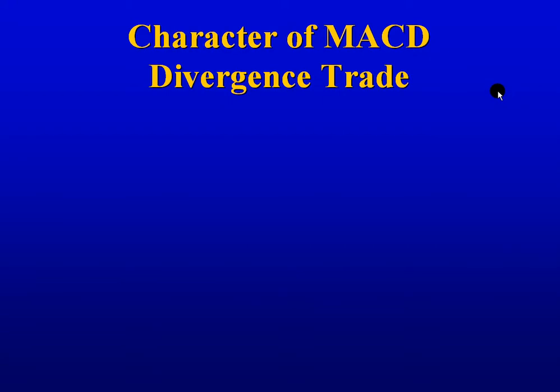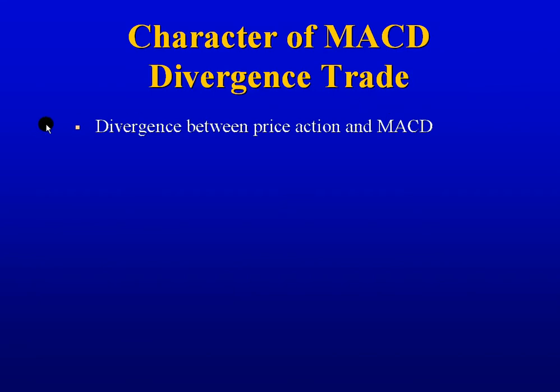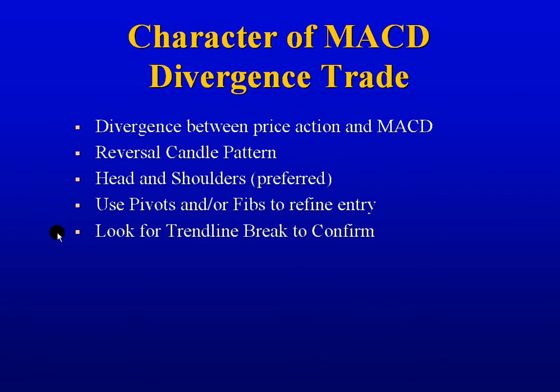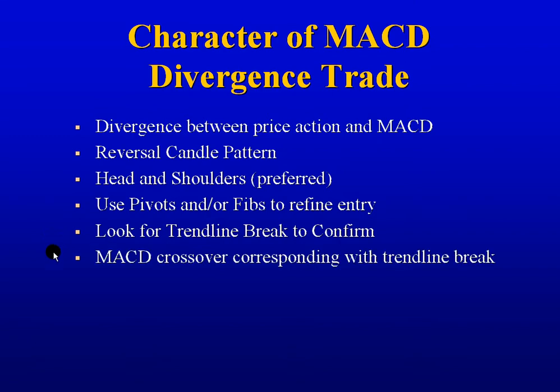The character of a MACD divergence trade. We want to look for a divergence between price action and MACD. We want to look for reversal candle patterns. We want to potentially look for a head and shoulders pattern. We want to use pivots and or Fibonacci's to refine our entry. We want to look for trend line breaks to potentially confirm, or you may even be before the trend line break. So the trend line break is a confirmation of already being in a move. MACD crossover corresponding with the trend line break further confirms your move.